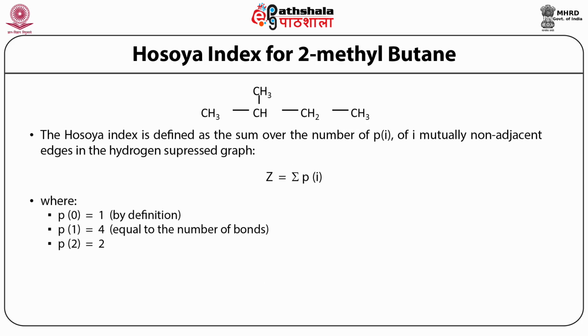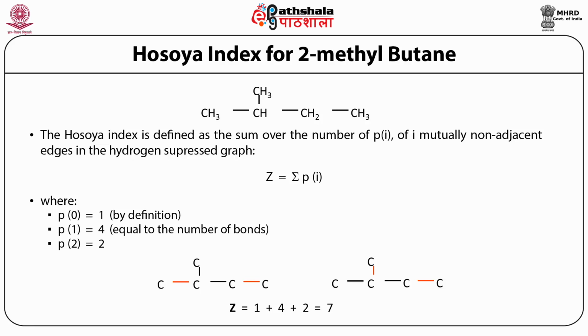There is another index which is also very important, which has been elaborated because of the hydrogen suppressed graph. And this is the mutually non-adjacent edges in the hydrogen suppressed graph. There is a graph at the bottom. So there are 3 values for the 3 directed connections because the maximum number of connectivity here is 3. Any atom can be depicted by maximally 3 connectivity.